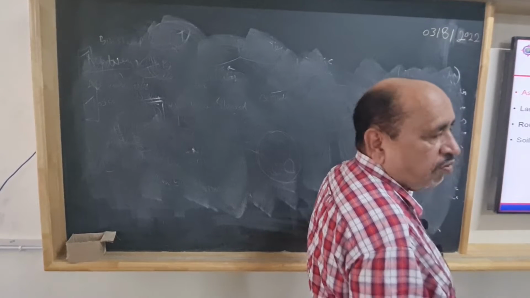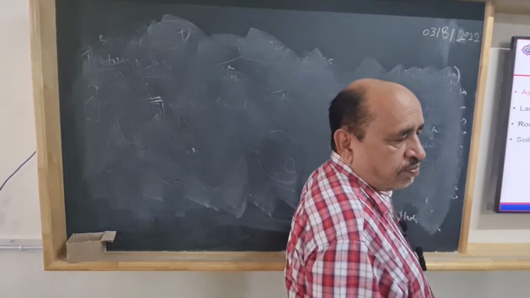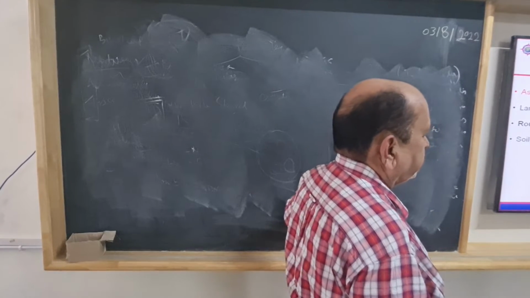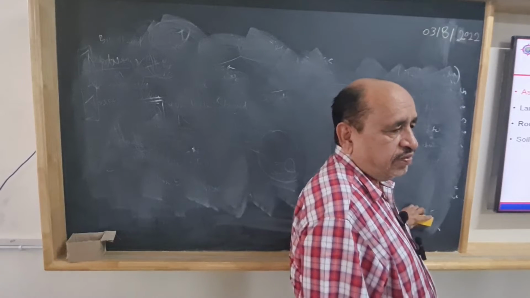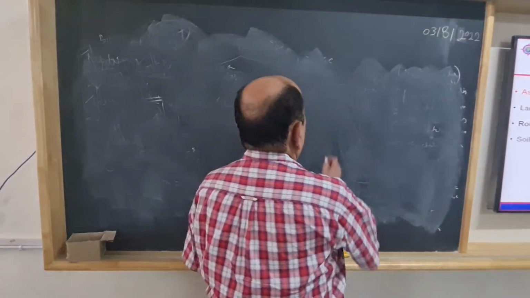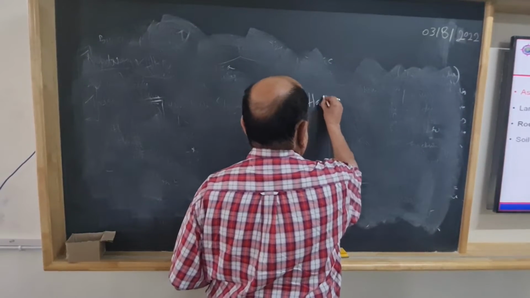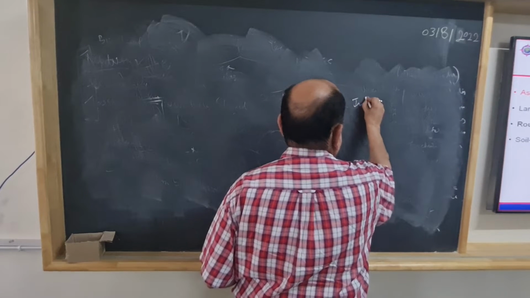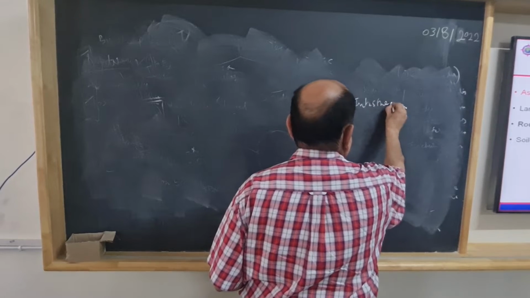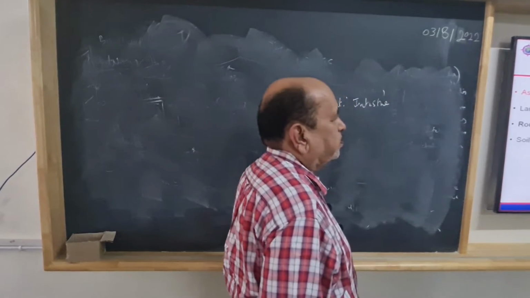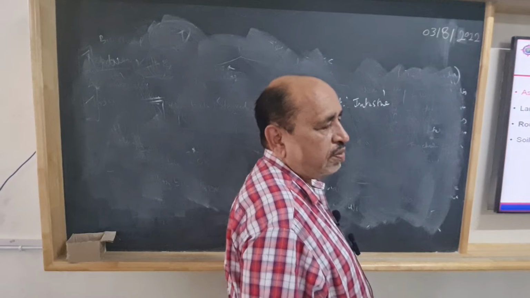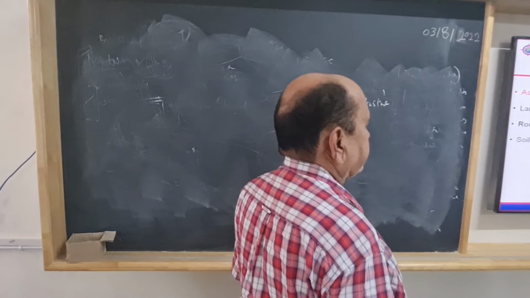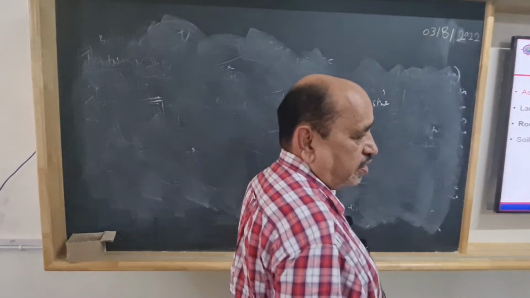Ascariasis is a roundworm infection. Everybody, Ascariasis, roundworm. The largest nematode present in the intestine. Where is it present? You have to write habitat. Habitat is the intestine. The common name is roundworm, and it is a soil transmitted helminth. The eggs are present in the soil.